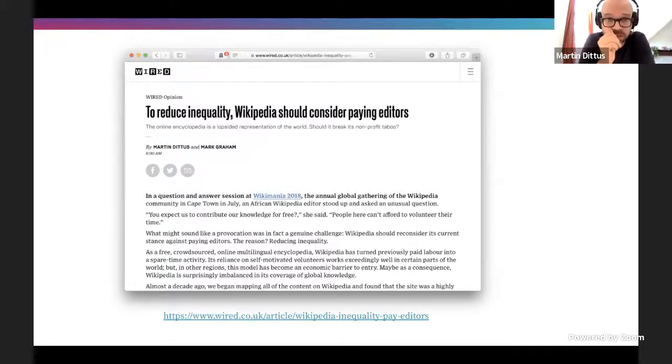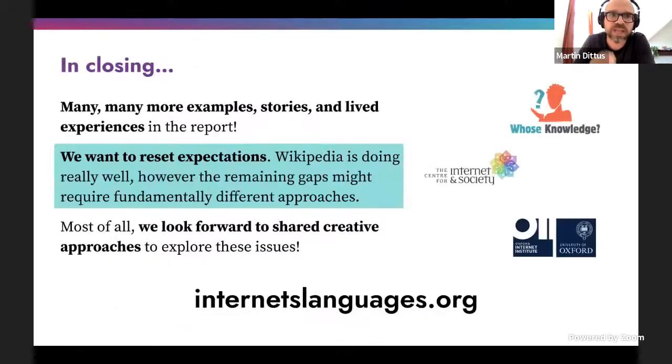There's an article my co-author Mark Graham and I wrote a few years ago in Wired. Have a look at that. We thought that's also an important question to ask. In general, I'll stop here. This is the summary of the work for now.